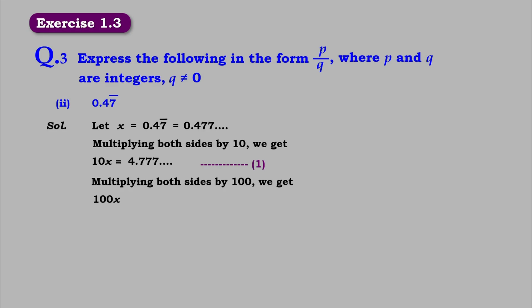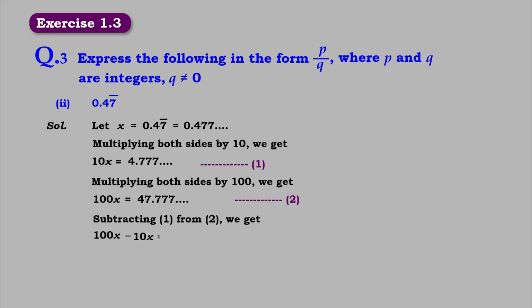Now we need to multiply both sides by 100 also. So now we will get 100x equal to 47.777. This is going to be equation number 2. Now we need to subtract equation number 1 from 2. So we will get 100x minus 10x equal to 47.777 minus 4.777.